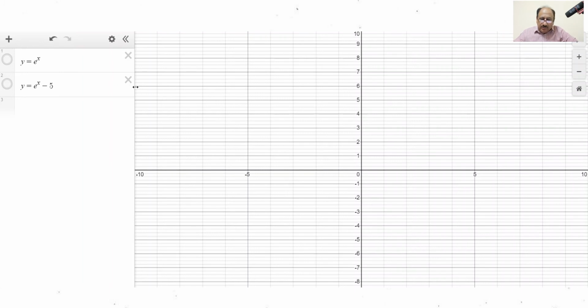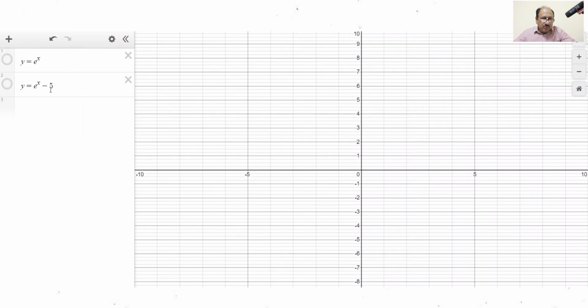You can use any other from the net, you can check, and keep in mind these types of software are not available in the exam. You can practice at home and improve your skill level. These are very helpful for transformation questions and for curve sketching. So our question is basically this one: y is equal to e raised to x minus 5.